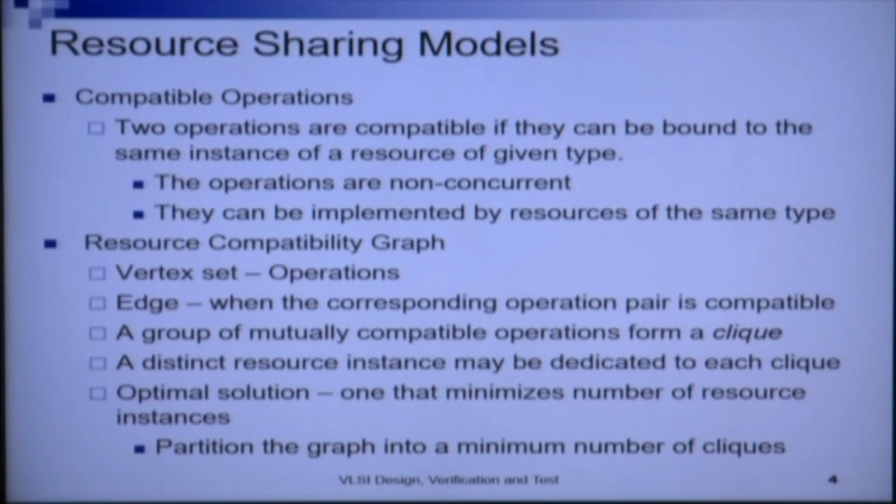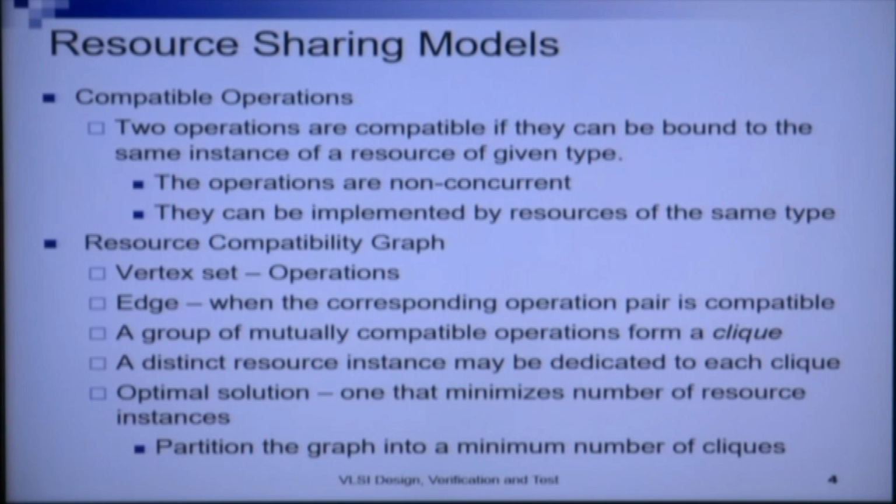When can the same functional unit instance be used? When the two operations are non-concurrent. If they are executing at two different time steps, only then can I use the same functional unit to execute both these operations on the same functional unit. And obviously, they have to be implementable by resources of the same type. Now, with the definition of compatibility, we will take a look at two types of resource sharing graphs. So, first is the resource compatibility graph, the other will be the resource conflict graph. These two resource sharing graphs we will understand.